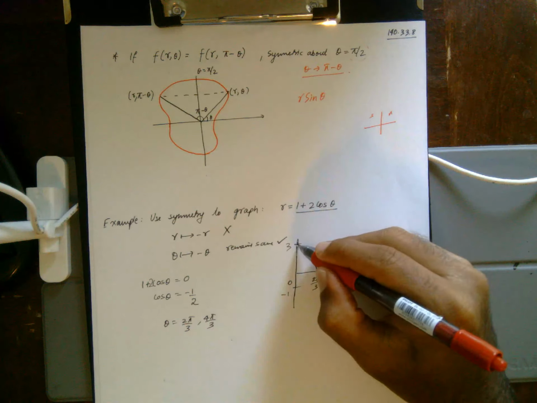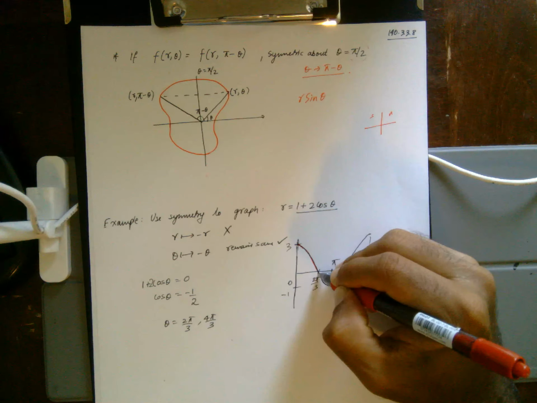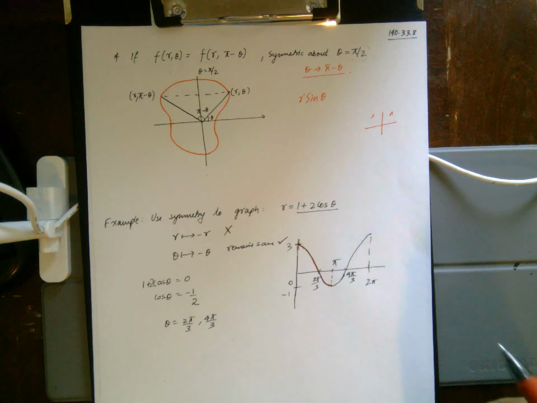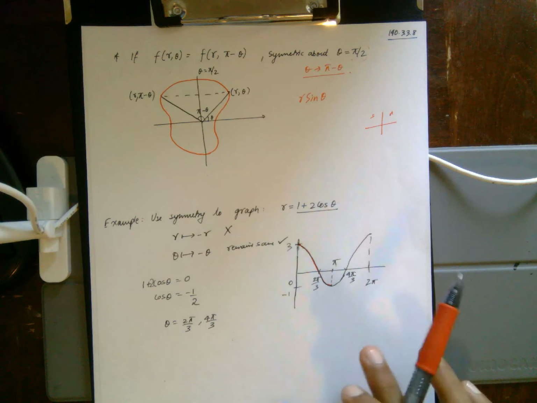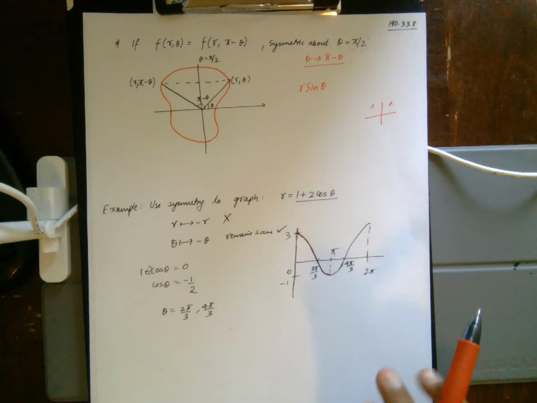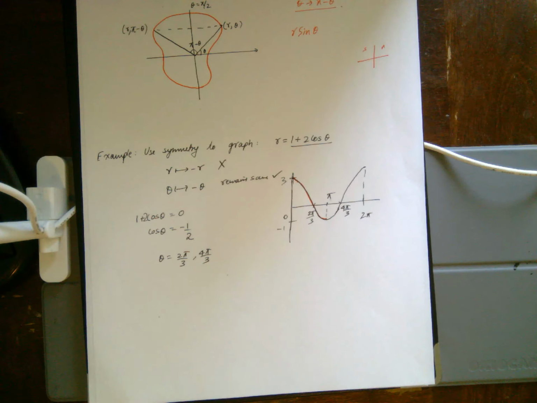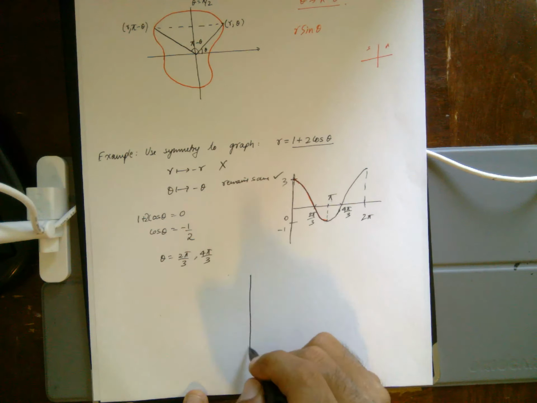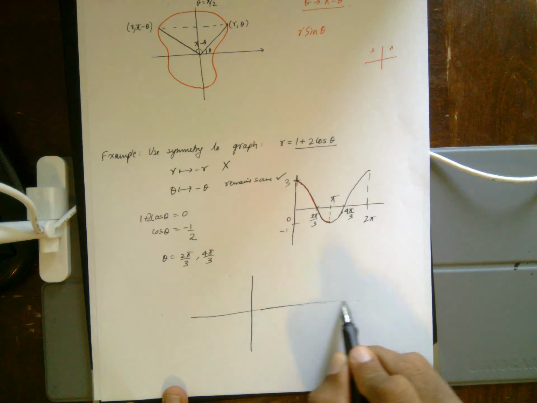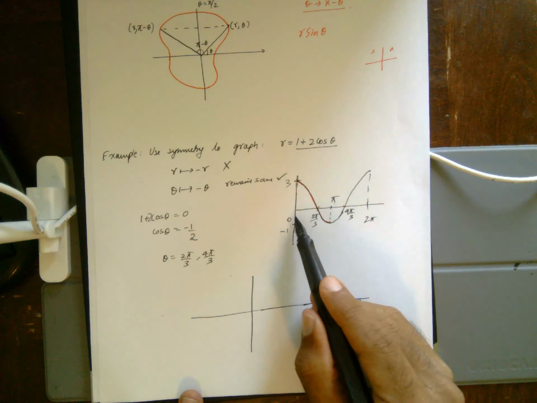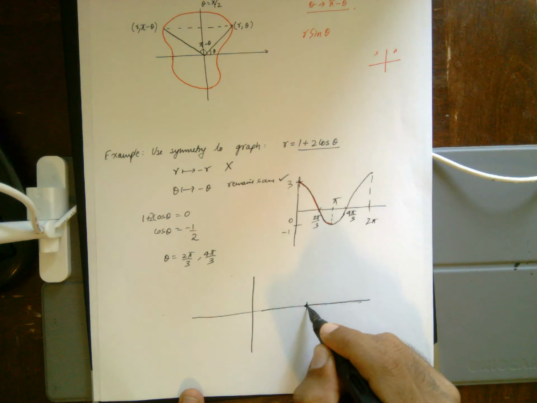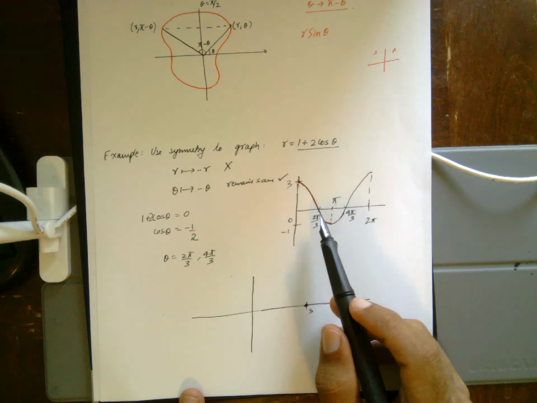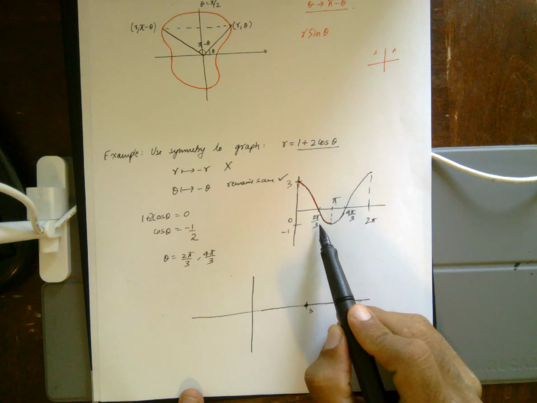Now let me color this red and the rest black. So my argument says that it's going to be symmetric. So I can just look at what happens between 0 and pi and then just flip it and take a reflection. So let's do exactly that. At 0, my radius is 3. I start here. And then at 2 pi over 3, I become 0.